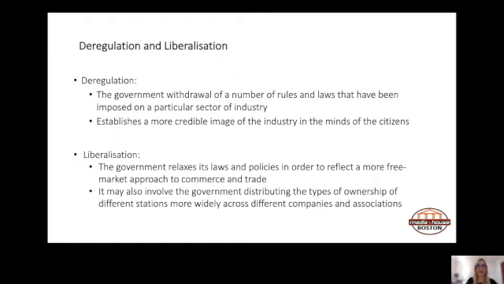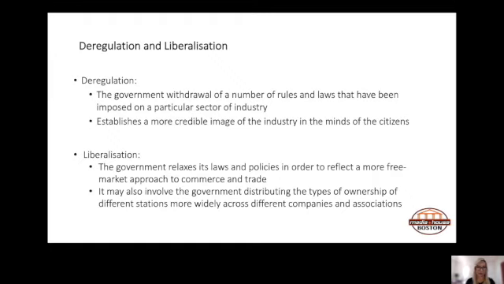Liberalization then refers to when the government relaxes its laws and policies in order to reflect a more free market approach to commerce and trade. In the case of media, this involves the government allowing a wider range of parties to apply for radio station licenses and enabling applicants to obtain licenses for a greater variety of content formats. So this is what we sit with.